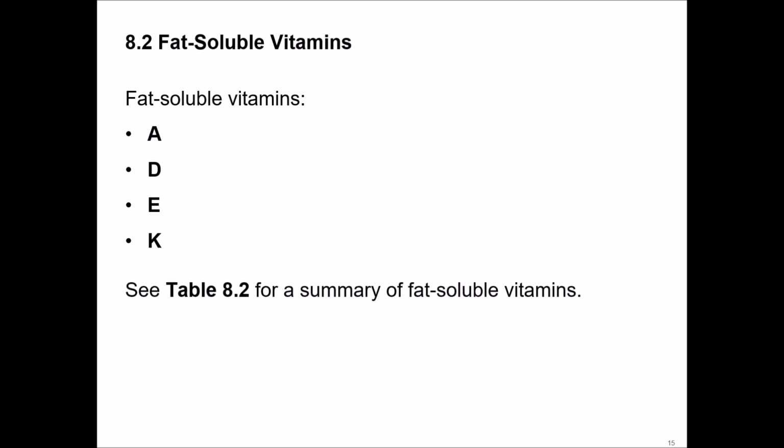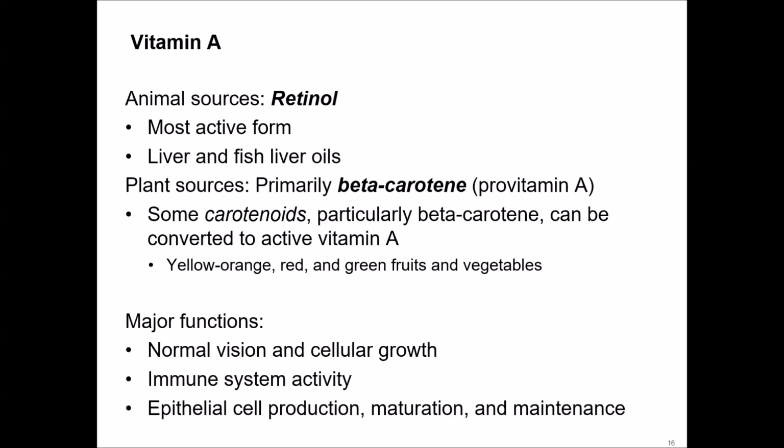There is a table, 8.2, that's available in your textbook that does a good job of summarizing all of the vitamins. And so for each one, we're going to hit some of the highlights of the vitamin, what stands out, where you're going to find it, maybe some deficiencies if that's known. And so we'll start out with vitamin A.